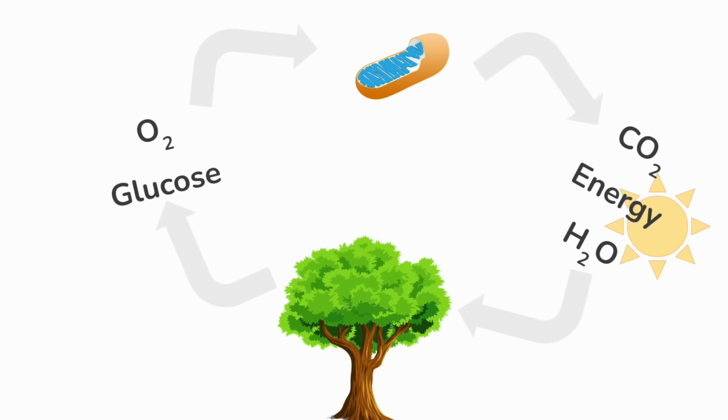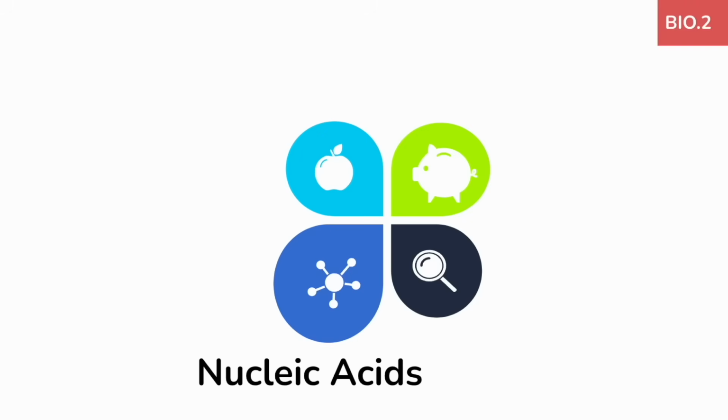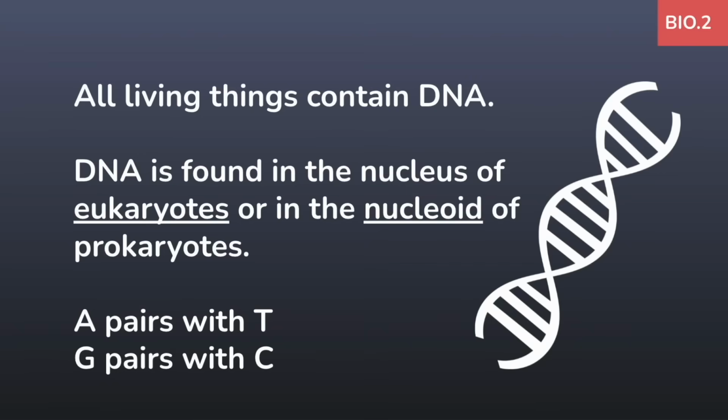So these two processes are the reverse of each other, but they also sort of feed each other. All right, let's go back to some of these major macromolecules. We're jumping back and forth a little bit to connect our ideas, but nucleic acids are another really important category of organic macromolecules or biomolecules that living things need. In fact, all living things contain nucleic acids because they all contain DNA. So DNA is found inside the nucleus of eukaryotic organisms, or in what's called the nucleoid, which is kind of like a mass of DNA in prokaryotic organisms.